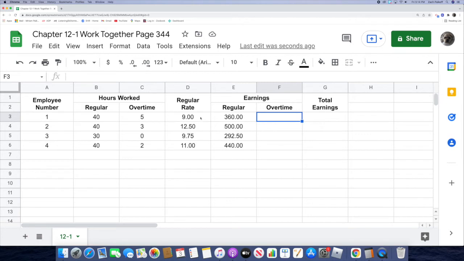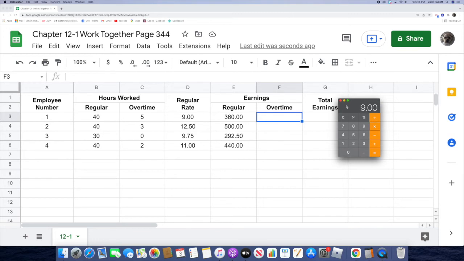So employee number 1 had a regular rate of $9 per hour, and they worked 5 overtime hours. So if we take the regular rate of $9 per hour and multiply it times 1.5 or time and a half, that will give us $13.50. We then multiply that number times the number of overtime hours worked, which are 5, and that will give us $67.50, which are the overtime earnings for employee number 1.